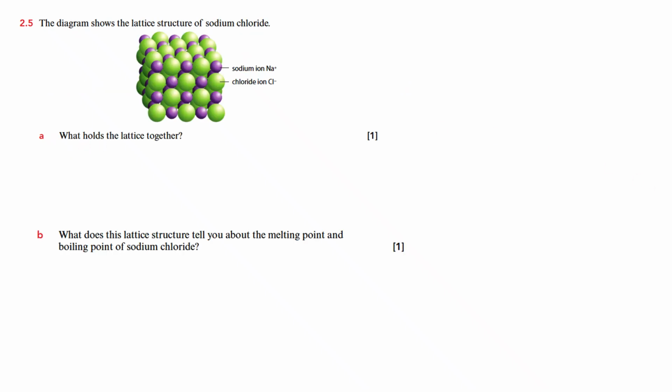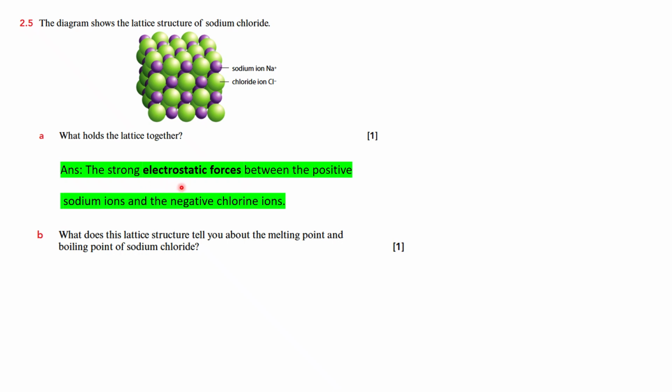Now the next question is the diagram shows the lattice structure of sodium chloride. What holds the lattice together? Here, as we have discussed just now, whenever we have a cation and an anion present, they both attract each other via electrostatic forces of attraction, and those forces of attraction are nothing but ionic bonding. So this means that whole lattice is held together just because of the electrostatic forces between the positive sodium ions and the negative chloride ions.